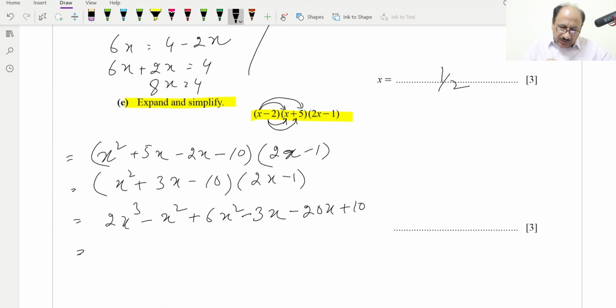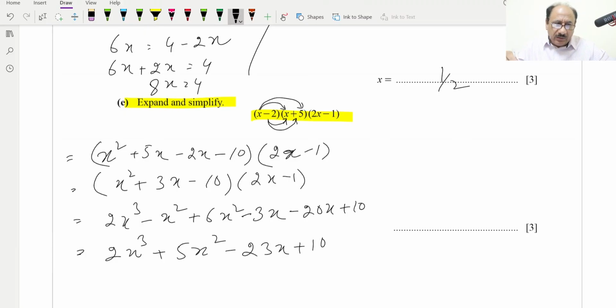Now again adding like terms, 2x cubed and plus 5x squared minus 25x. Basically this will be 23x and plus 10, and this one will be our answer. 2x cubed plus 5x squared minus 23x plus 10. This will be the final answer, which is of 3 marks.